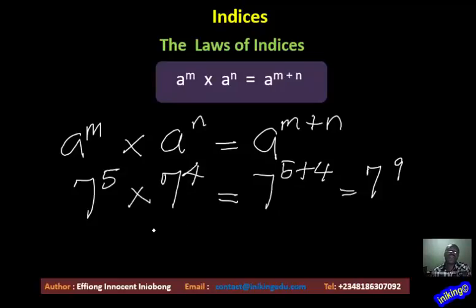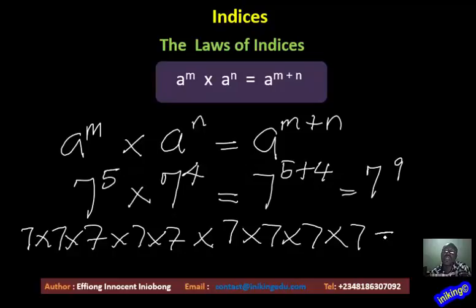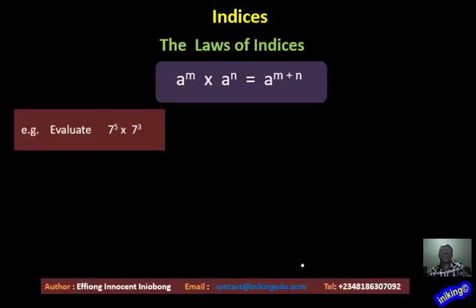Of course, I know you want to tell me, why do I have to start going through this? Can't I simply say 7 raised to the power of 5 is 7 times 7 times 7 times 7 times 7? Yes. And of course, 7 raised to the power of 4 will be 7 times 7 times 7 times 7. And that will give us 7 raised to the power of 9. That's very correct. But what about when the numbers start getting very, very large? Do we keep on writing all the bases? That becomes a lot of trouble.